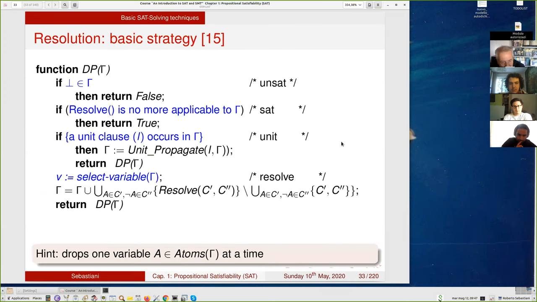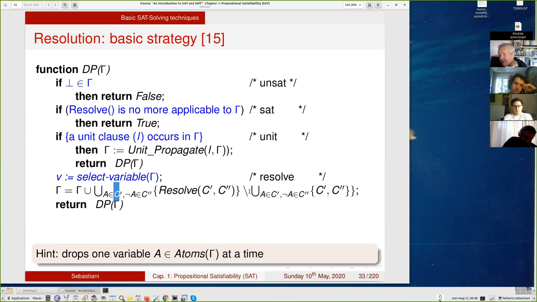So getting back here, substantially, suppose the clauses where A occurs are k, and the clauses where not A occurs are n. Then you have n times k possible inferred resolution clauses, because you can resolve pairwise all the possible combinations of this group with this group. But overall, you add n times k clauses and drop n plus k clauses.